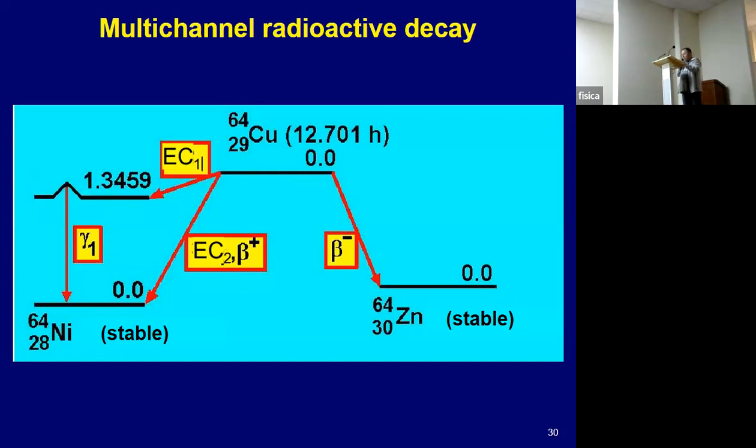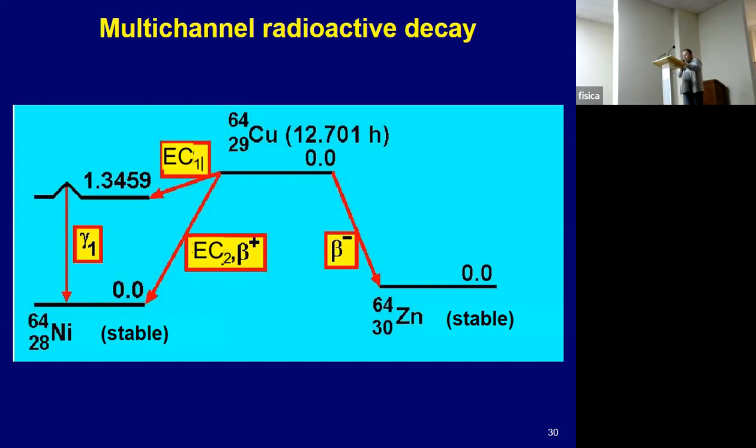The nuclear transformation of copper-64 is an example of the opposite situation. The slide shows the decay scheme of copper-64. This radionuclide occupies a position in the table of nuclides close to the stability region. In 37.2% of the cases, it can become stable zinc-64 through beta minus decay. In 44.9% of the cases, it can go into stable nickel-64 through electron capture. And in another 17.9% of the cases, it can also go into stable nickel-64 through beta plus decay.